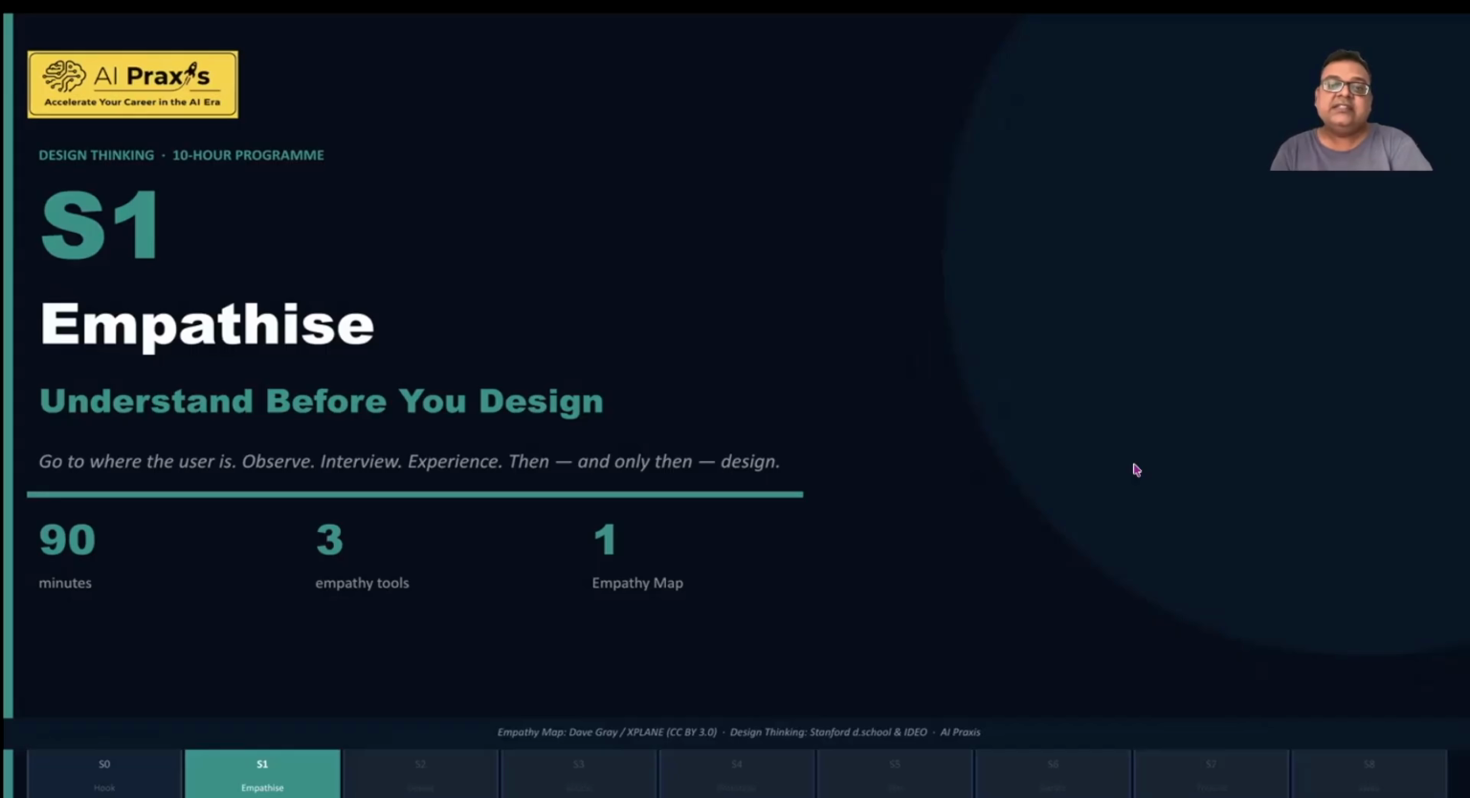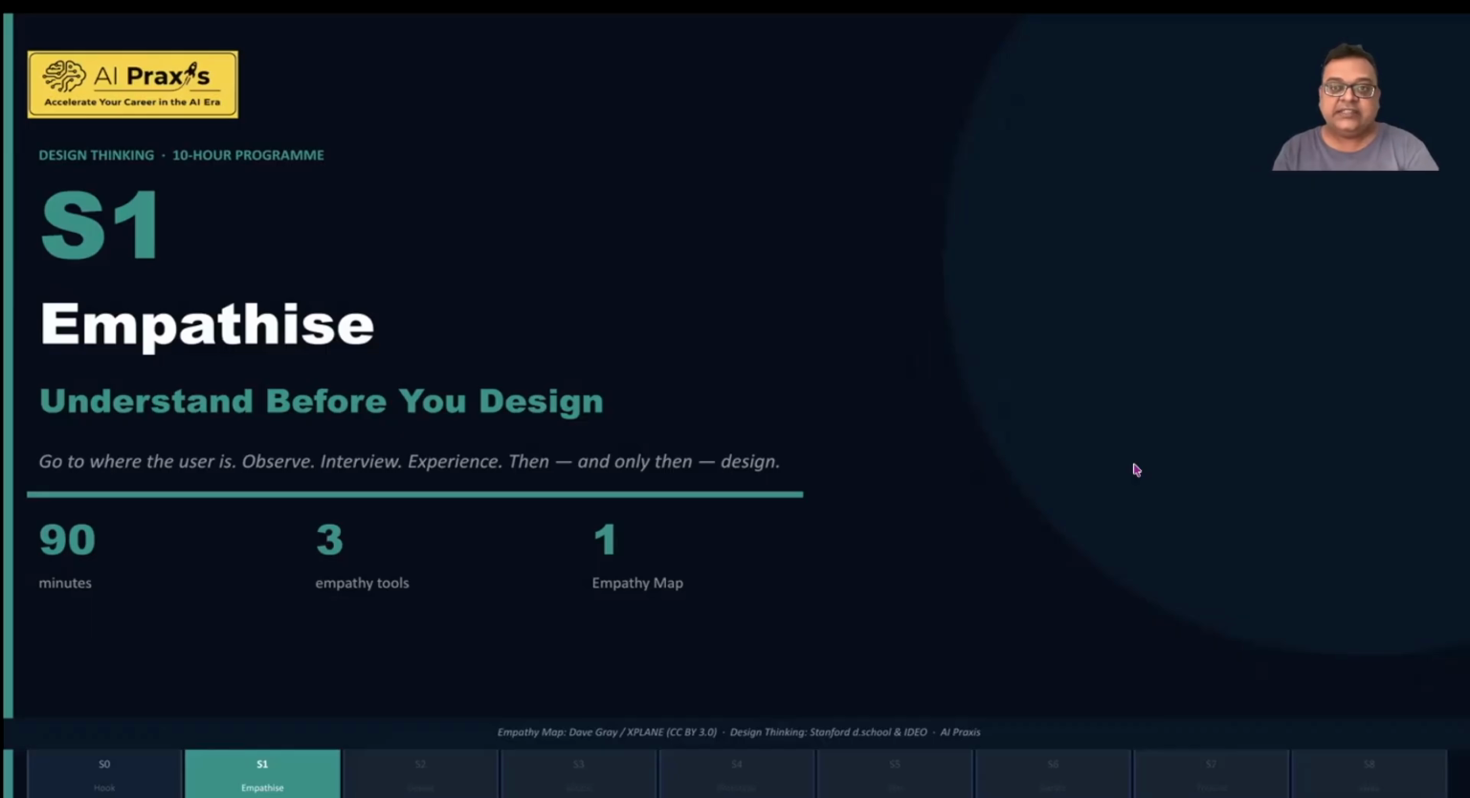Now look at the sentence on this particular slide. It says, go to where the user is, observe, interview, experience, then and only then design. Notice the order. First, go to where the user is. Don't call them into a conference room. Don't rely only on reports or spreadsheets. If you're designing for students, visit the classroom. If you're designing for patients, observe the hospital. Go and talk to patients, seeking permission, of course. If you're designing for farmers, go to the farm. Real understanding comes from seeing people in their natural environment.